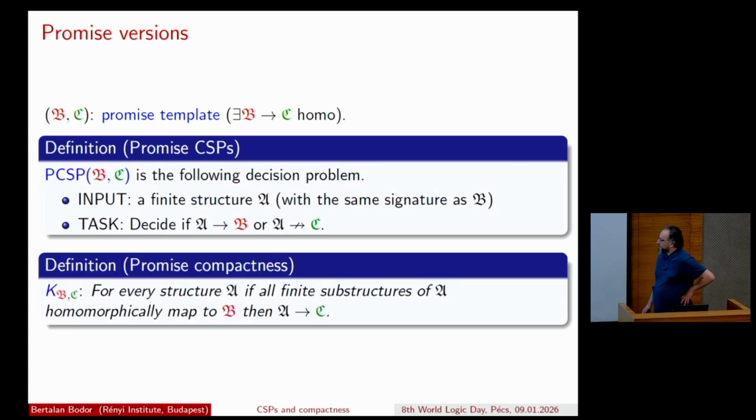Okay, and the promise compactness, I think it's also quite natural. As far as I know, it's my definition, but I think it's quite straightforward. So basically the same statement. It starts off the same: for every structure A, if all finite substructures homomorphically map to B, then the whole structure homomorphically maps to C, right? So you can consider these statements.